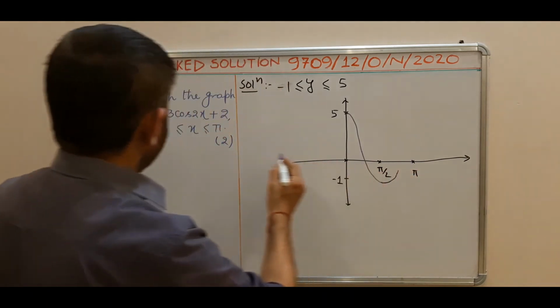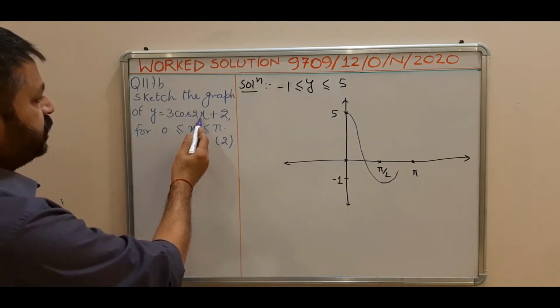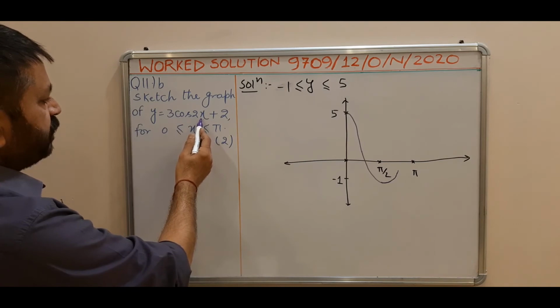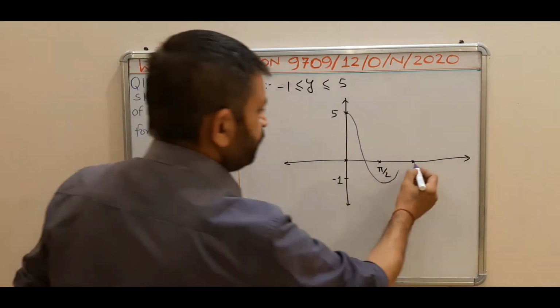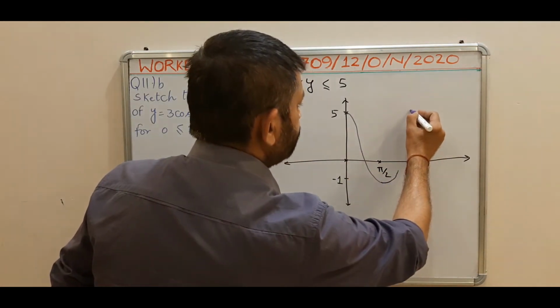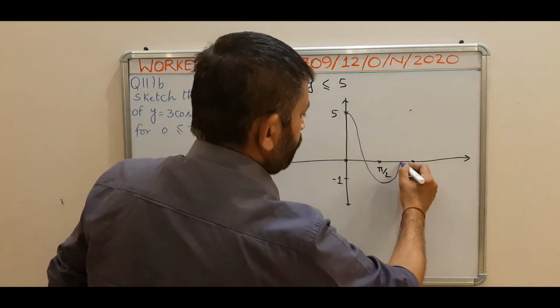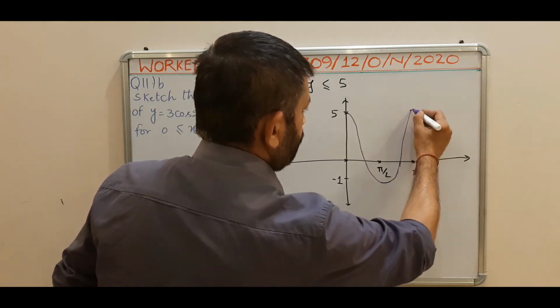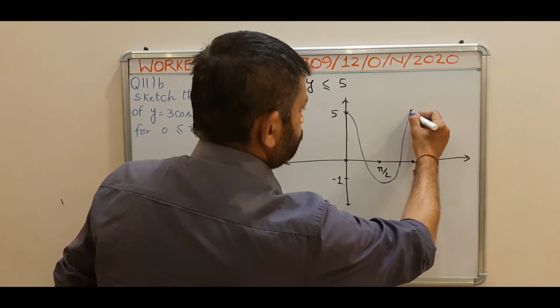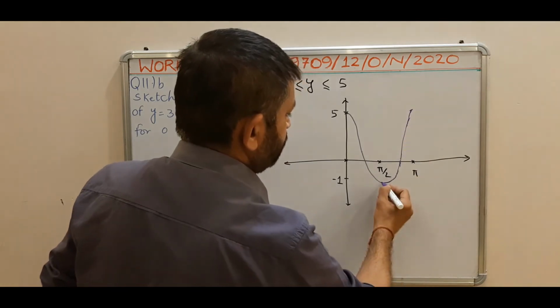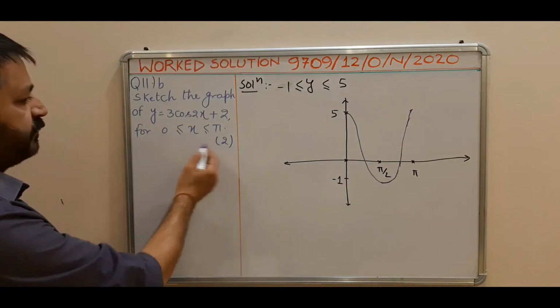Right, at pi, just put pi here, so it will become 3 cos 2 pi, and cos 2 pi is 1, so again it is 5, so at pi it will be 5. So this will be the graph in between 0 and pi. This is B part for 2 marks.